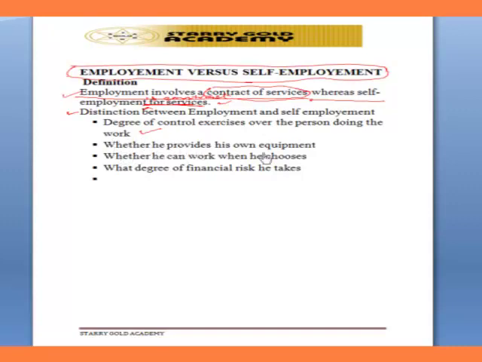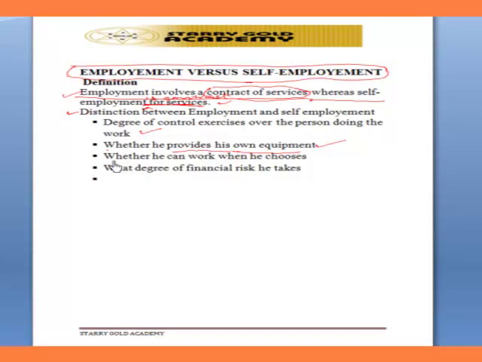Let's look at whether he provides his own equipment. That's another factor to differentiate between employment and self-employment. For an employee who is in employment, in most cases, it is the employer that provides the equipment you use. Take a look at your office where you are. Your laptop, your computers, your photocopier, your chairs and tables are provided by your employer. So that makes you an employee. But in the case of a contractor, he provides his equipment. Okay?